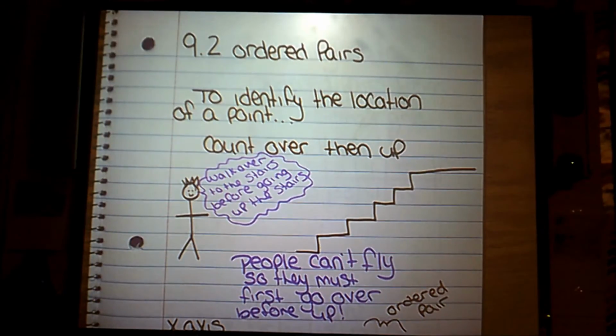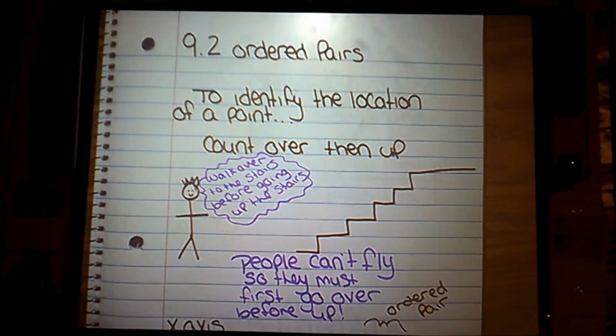Alright guys, this is 9.2. We're looking at ordered pairs. So we're going to have an ordered pair and we're going to plot that point on our grid. So we're going to identify the location of a point.